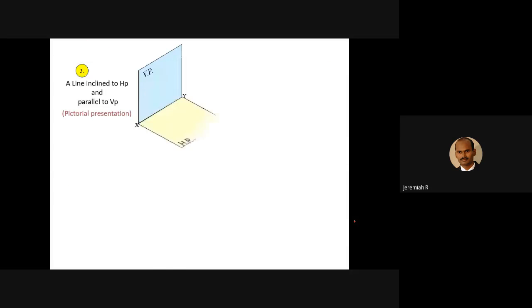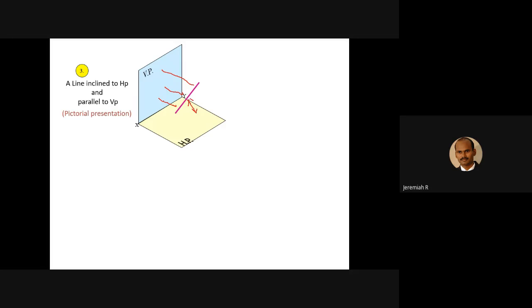A line is inclined to HP and parallel to VP. So when you say inclined, there is some angle here, maybe 30 degrees or 40 degrees, something like this. The line is inclined to HP and parallel to VP. When you say parallel, the distance is equal. At any point, the distance is equal.